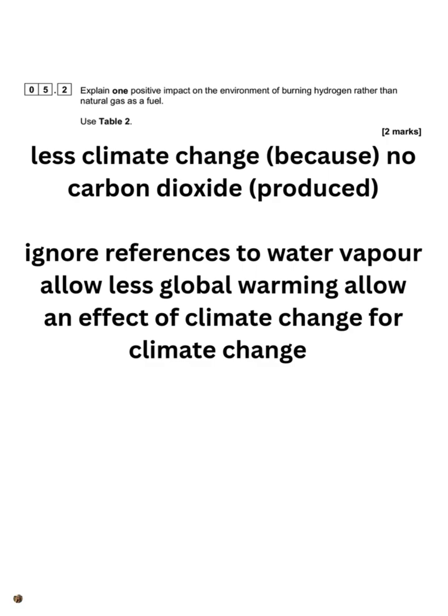So the answer is there's less climate change or global warming, 1 mark, because no carbon dioxide is produced. Right, so the examiners say some students stated that no carbon dioxide is produced when hydrogen burns. However, many simply described what carbon dioxide does to the environment, rather than stating that burning hydrogen instead of methane, found in natural gas, reduces the rate of climate change.